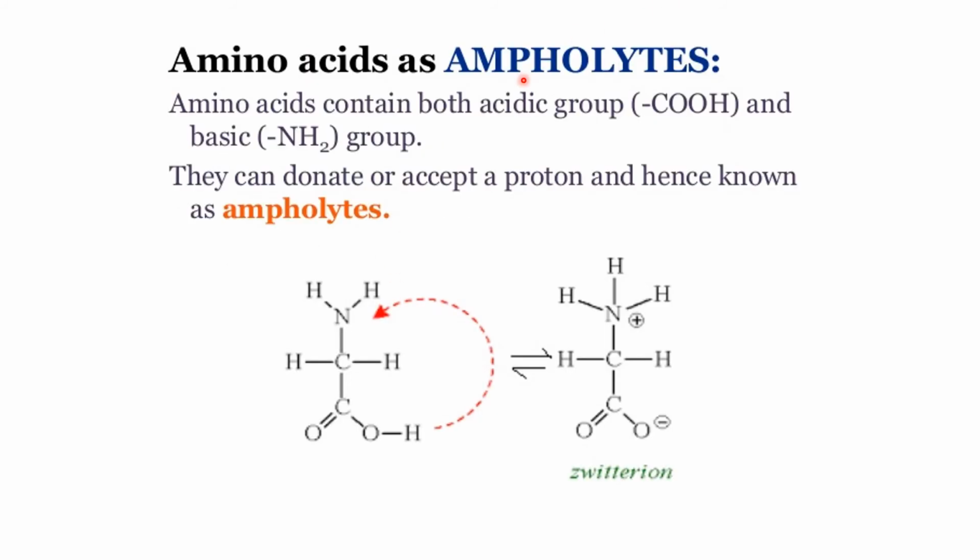Amino acids as ampholytes. These amino acids can be called ampholytes. The reason is they have both an acidic group as well as a basic group. The acidic group means it has the carboxylic group COOH. The basic group means it has the NH2 group. They can donate or accept a proton, hence they are known as ampholytes. They can donate a proton as well as accept a proton. Proton means H+. So they are called ampholytes.